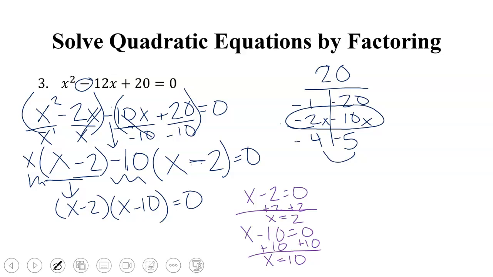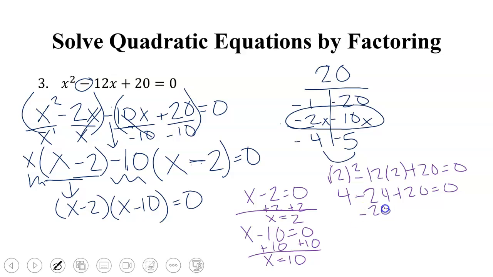So instead of x, I'm going to plug in a positive 2. So 2 squared minus 12 times 2 plus 20 equals 0. 2 squared is 4. Negative 12 times 2 is negative 24. Plus 20 equals 0. 4 minus 24 is negative 20. Negative 20 plus 20, 0 equals 0. So 2 so far is correct.